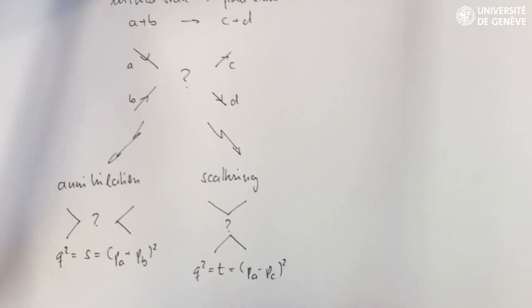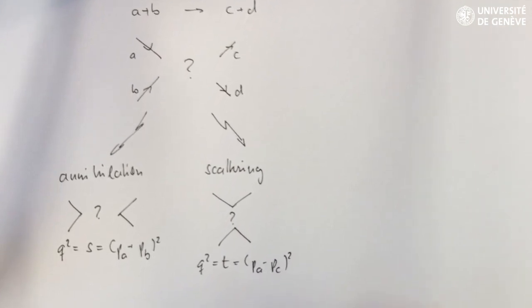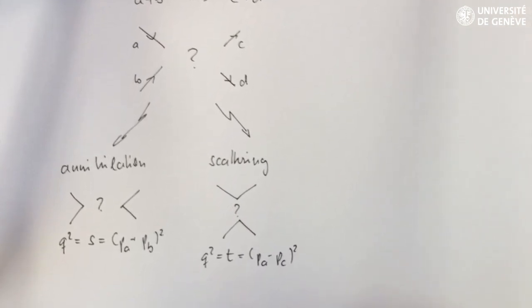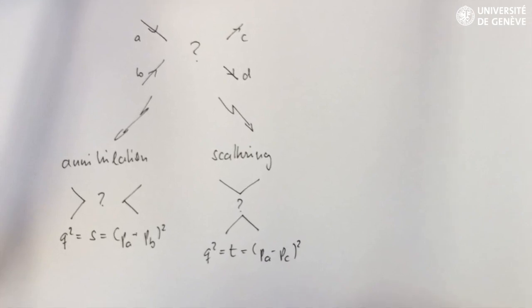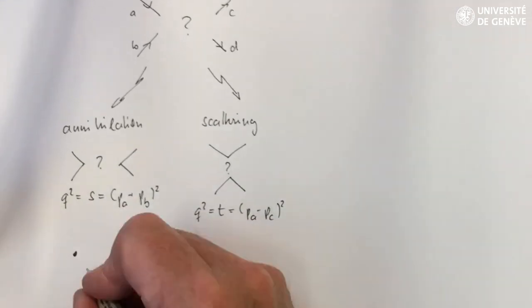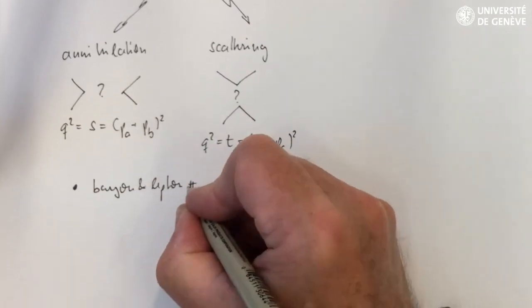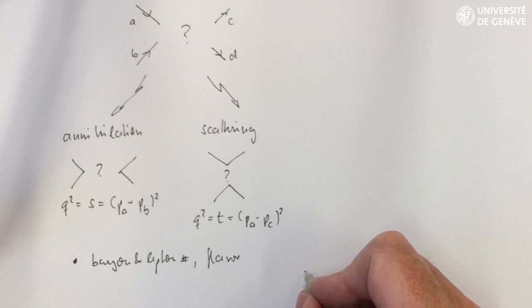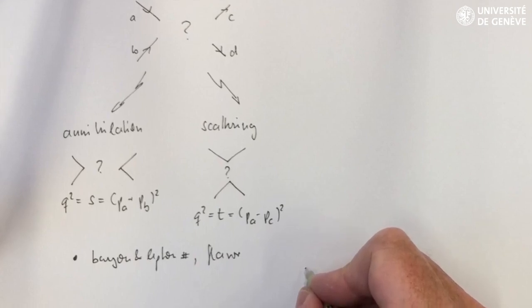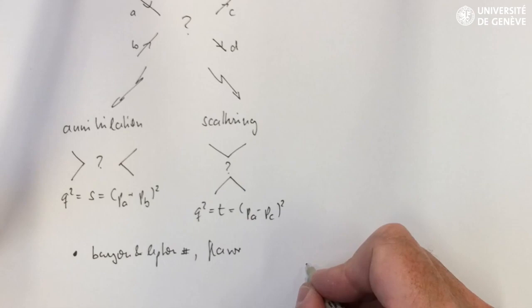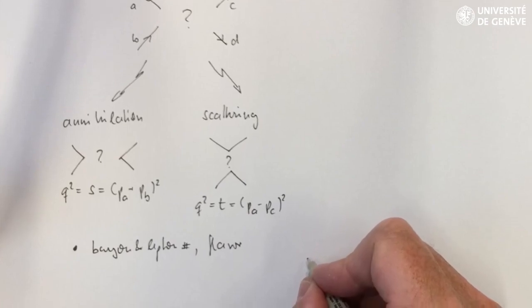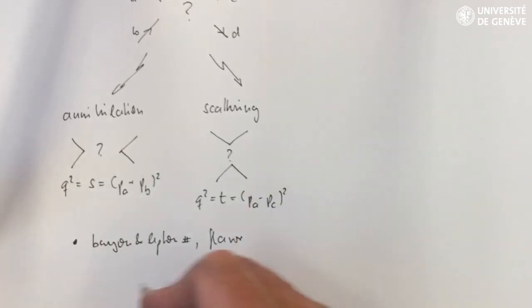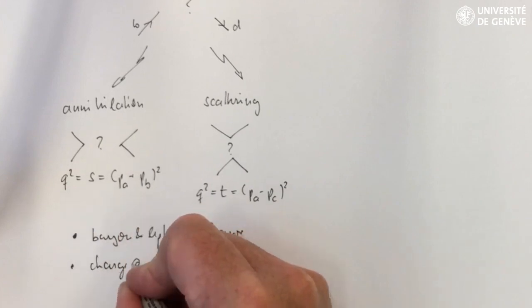In that case, the q squared of the process is equal to the difference between the final particle four-momentum and the initial particle four-momentum. Now we must decide which gauge boson can be exchanged. First of all, we have to remember that at each vertex, quantum numbers are strictly conserved. So, first of all, baryon and lepton numbers must be conserved, and if we're not talking about weak interactions, also the particle flavor.